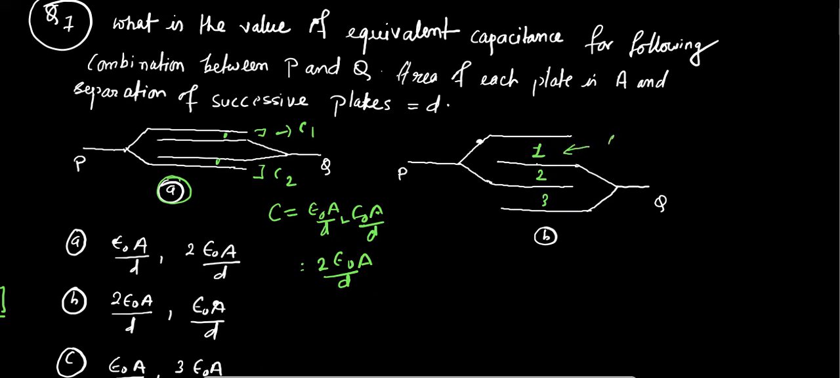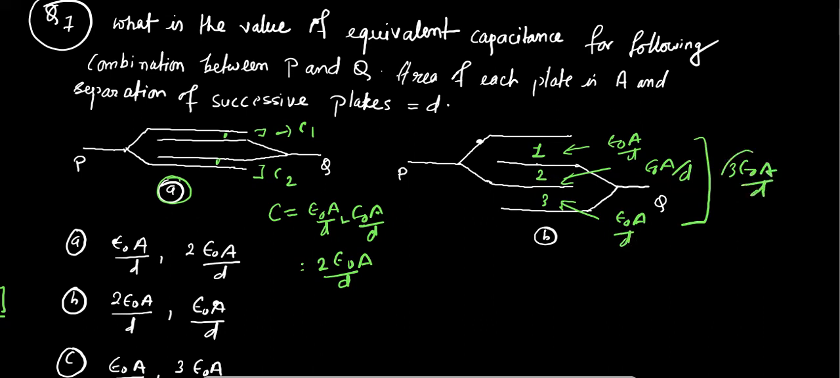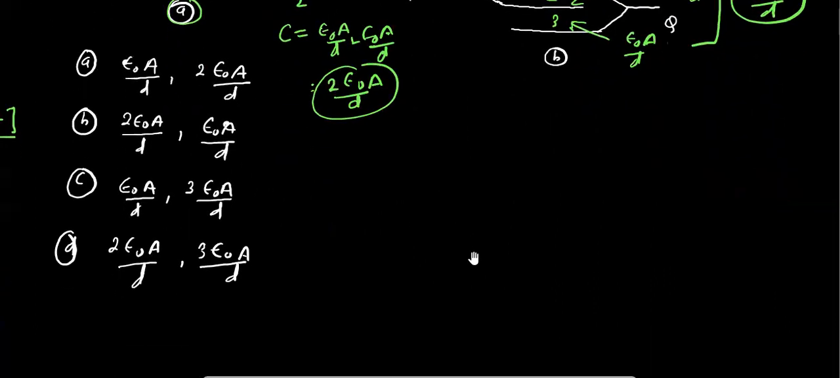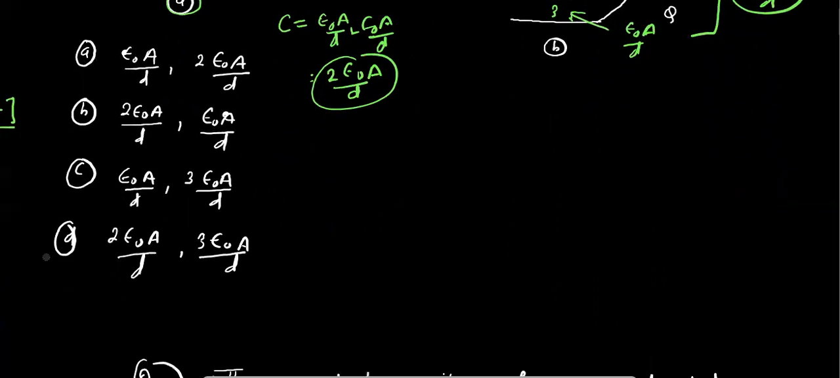So for this we can write epsilon naught A by D. For this one again epsilon naught A by D can be written, and this can be written as epsilon naught A by D. If we add all of these, we'll get here 3 epsilon naught A by D. That's why we have to find the option which contains these two kinds of expression. And in the fourth option, we can get both kinds of results. So option D is the correct option.